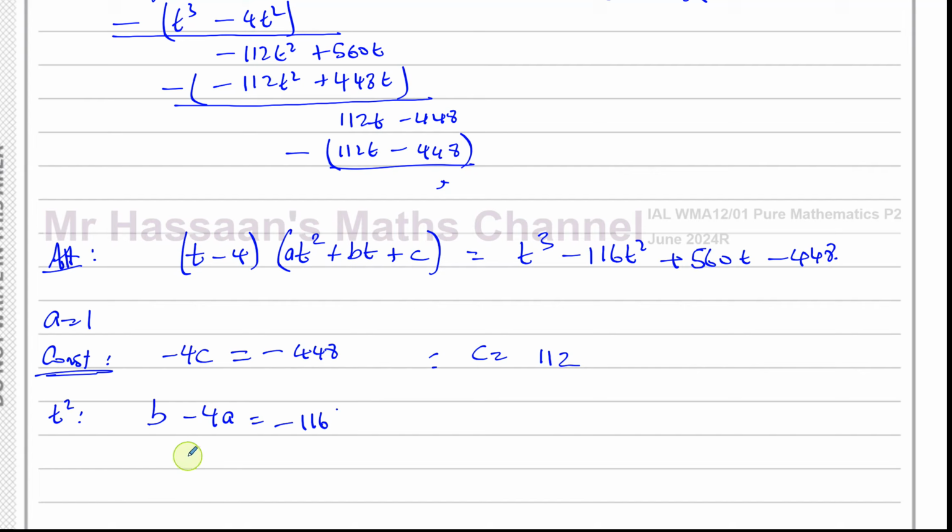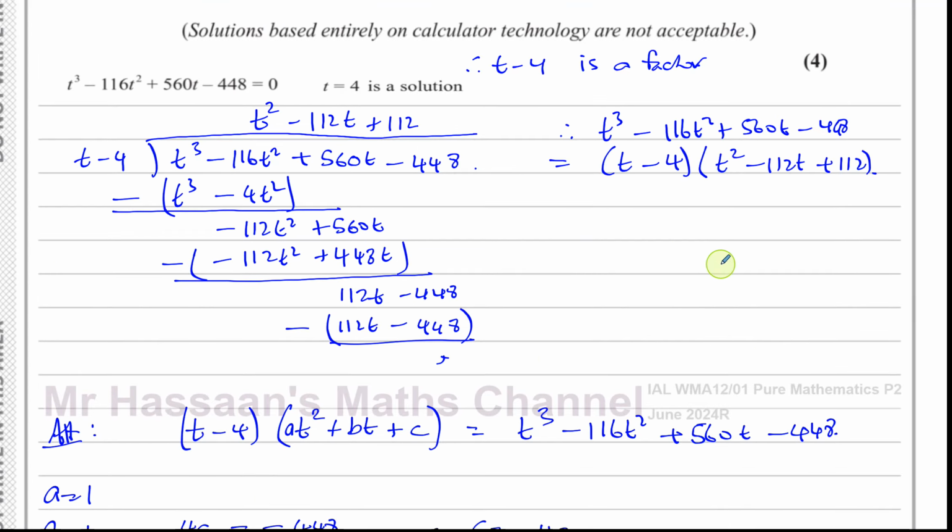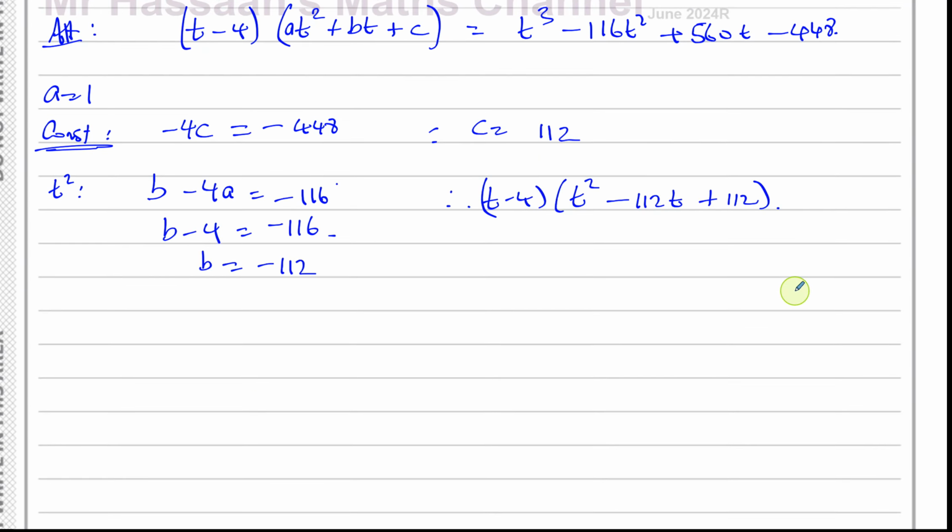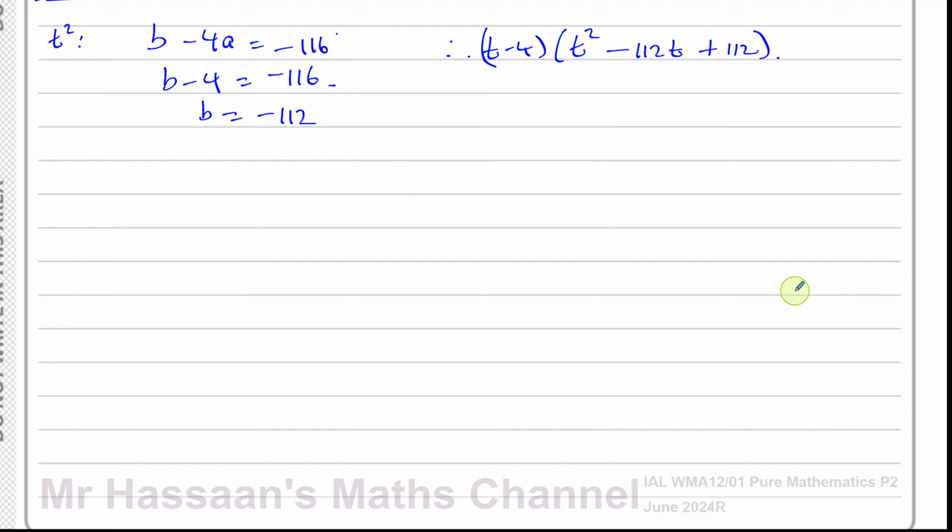Remember, a is equal to 1. So you've got b minus 4 equals negative 116. So b is equal to negative 116 plus 4, which is negative 112. So we can see that b is negative 112. So therefore we can say that t minus 4 times t squared, 1t squared, minus 112 times t, the b is minus 112, and the c is plus 112, which is exactly the same as what we got there. So both ways work for us to be able to find the factors that we need.